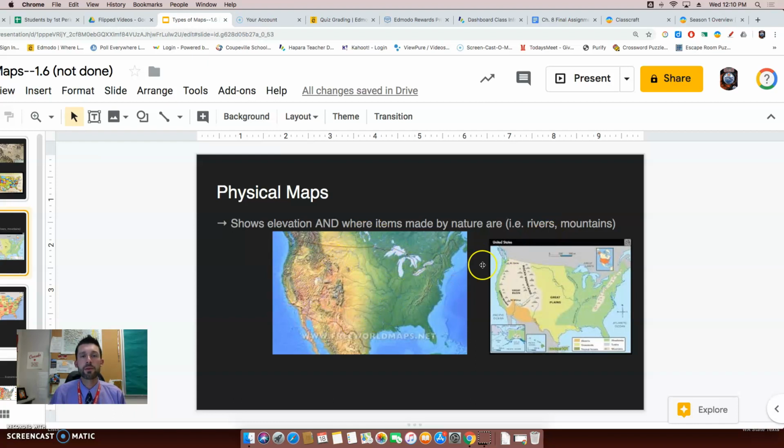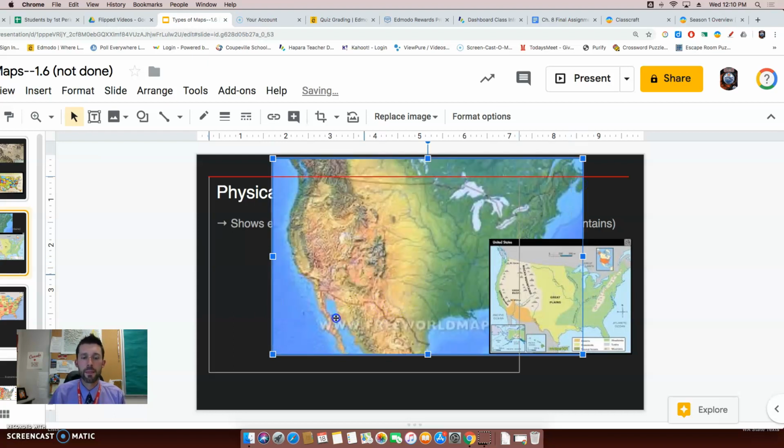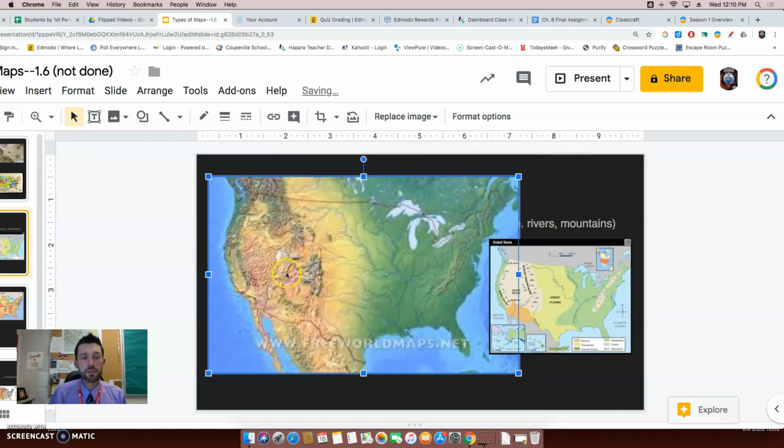Here are two examples of two physical maps. This map right here is a more traditional physical map. As you can see by the little bumps right here, we can see that the elevation is high. We can also tell they're probably mountains. There's no bumps here, meaning the elevation is lower. We can see lakes, we can see rivers. The colors on this physical map also tell us about the temperature as well.